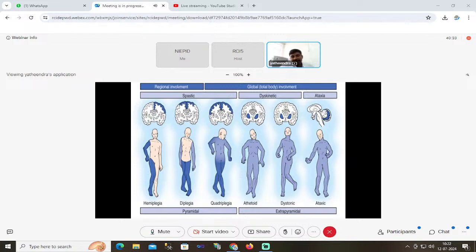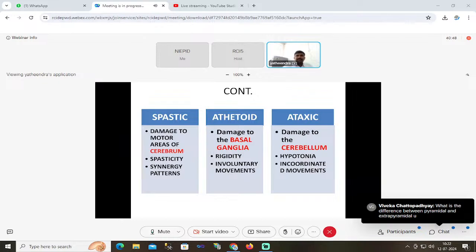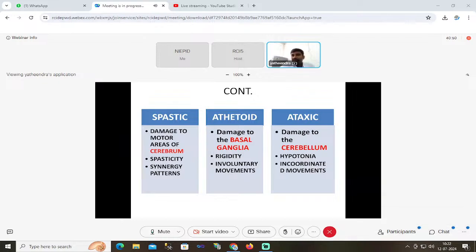The spastic type will be due to pyramidal lesions, and extrapyramidal lesions lead to the dyskinetic and athetoid types. So this is the functional classification, or physiological classification, of CP. The same thing which I mentioned here. Can you see here the spastic CP?